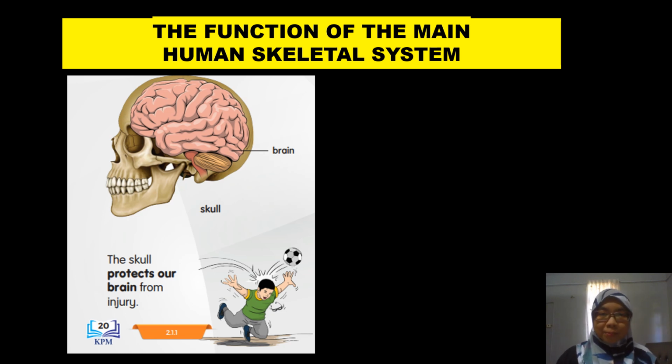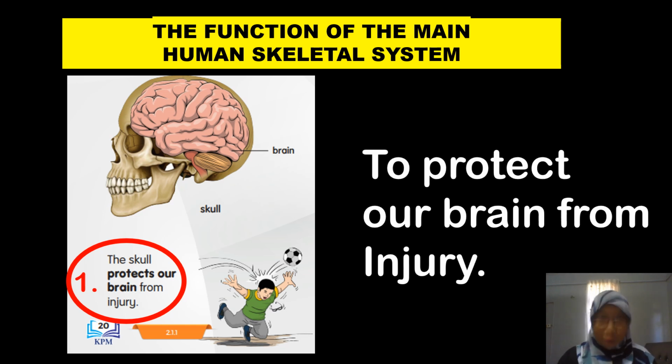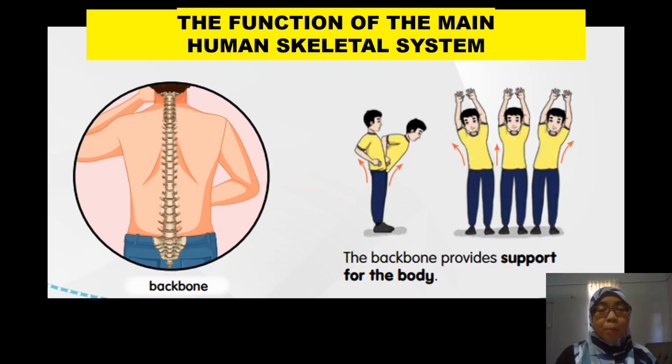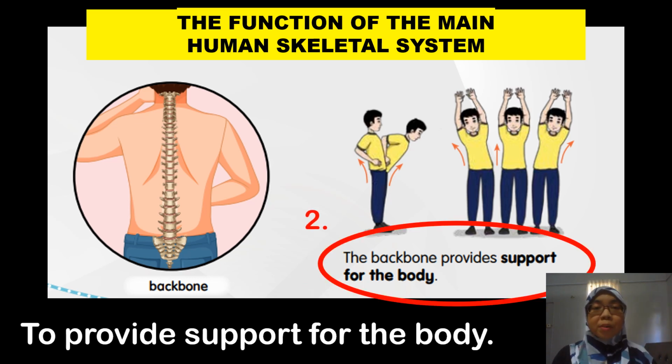First, look at the point. The skull protects our brain from injury. So the point is to protect our brain from injury. Second, the backbone provides support for the body. We want to move, we want to raise up our hand, we want to jump, we want to twist, we want to do everything, we need to move. So the backbone supports our body. That's the point, to provide support for the body.